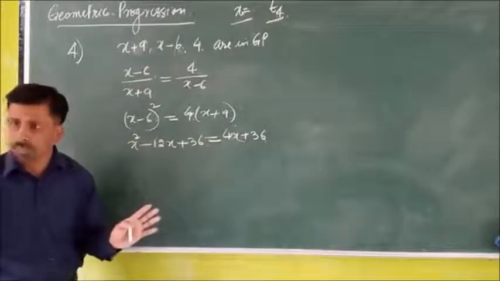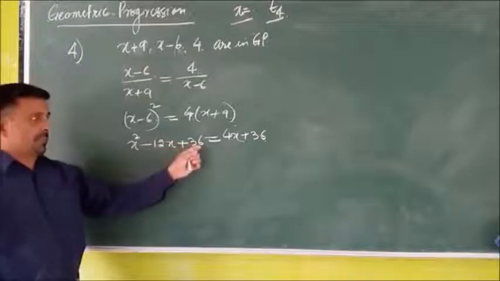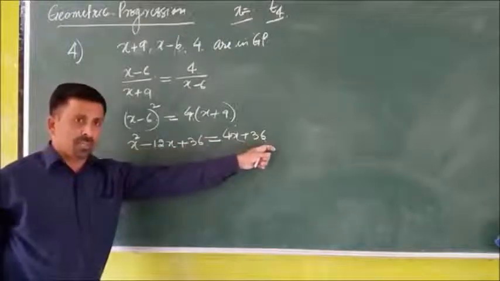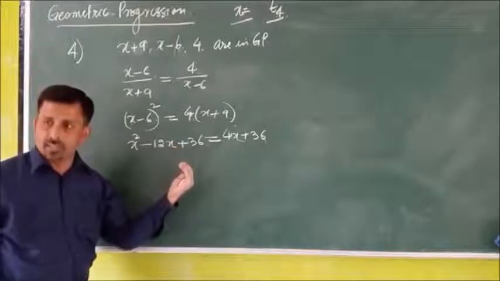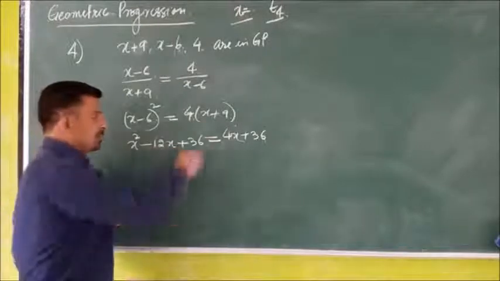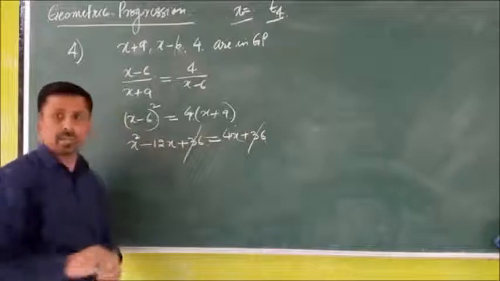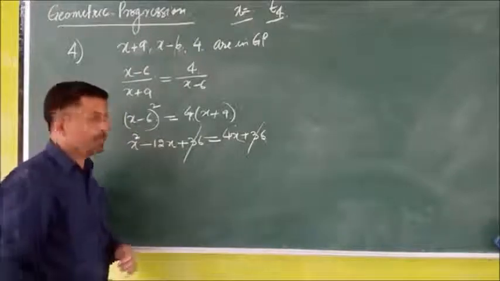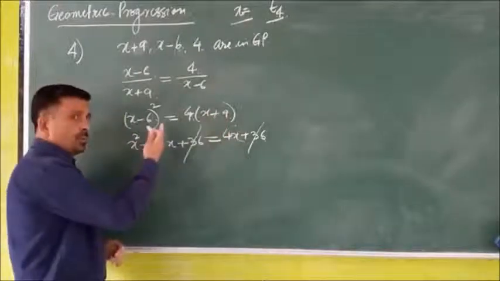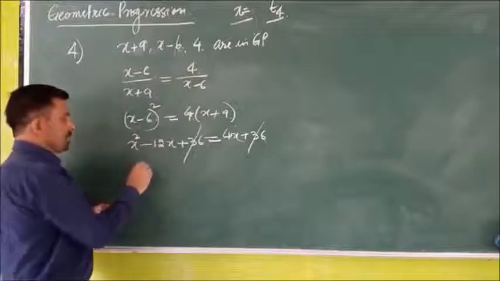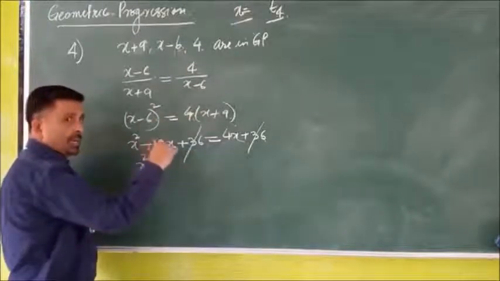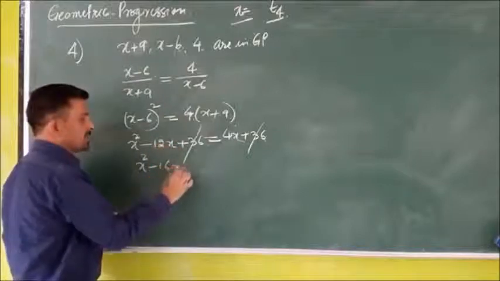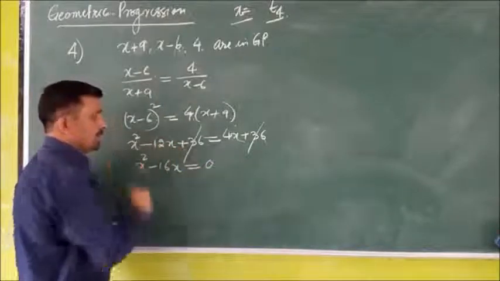Multiplication is over. Now this is plus 36, this also is plus 36. When this plus 36 comes to the left side, it will become negative 36, so they will cancel. Without transposing, I can cancel. Then this 4x will also come to the left side. This is x square minus 12x, and then minus 4x becomes minus 16x, is equal to 0.